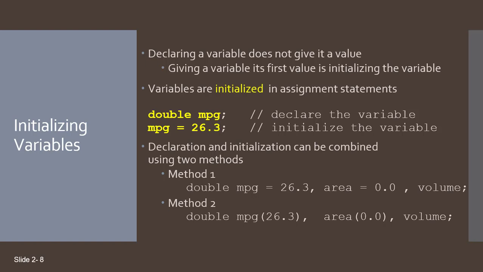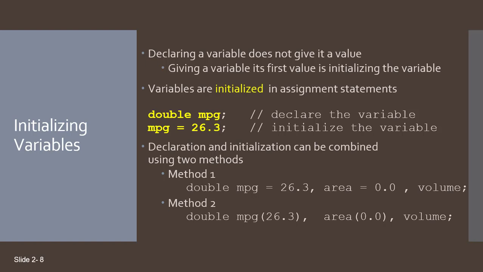Now, when you use assignment statements to put data into a variable, like we see here, we have a variable called mpg, miles per gallon maybe. It's a double, so it stores real numbers. The line below it initializes the variable. Initialization is what we call the statement that assigns data to a variable for the first time in a program. So we're initializing miles per gallon to be 26.3. We're putting that in there.